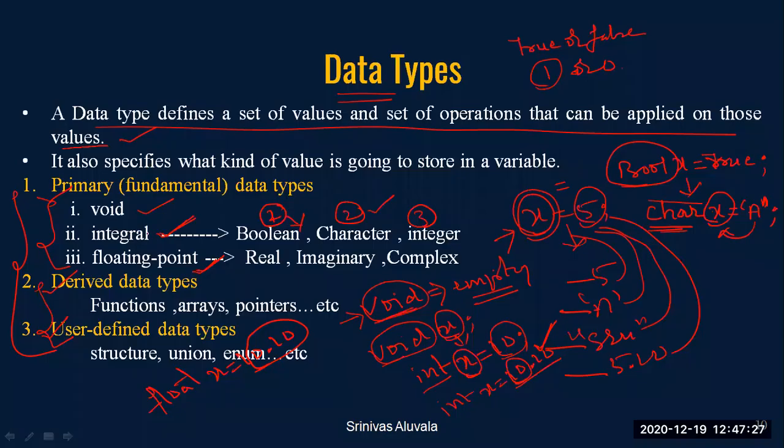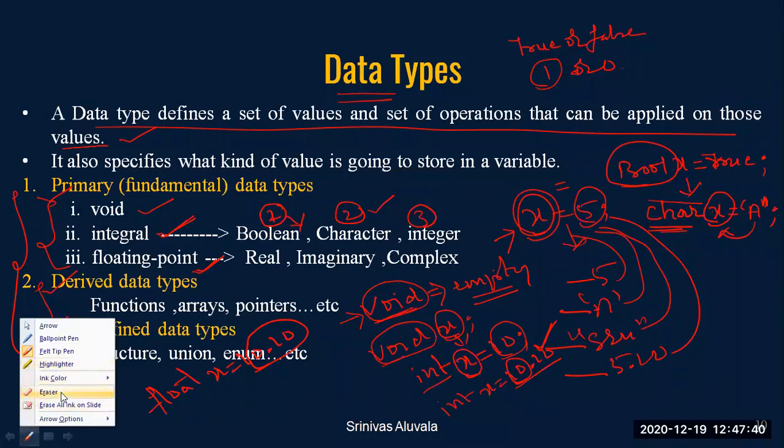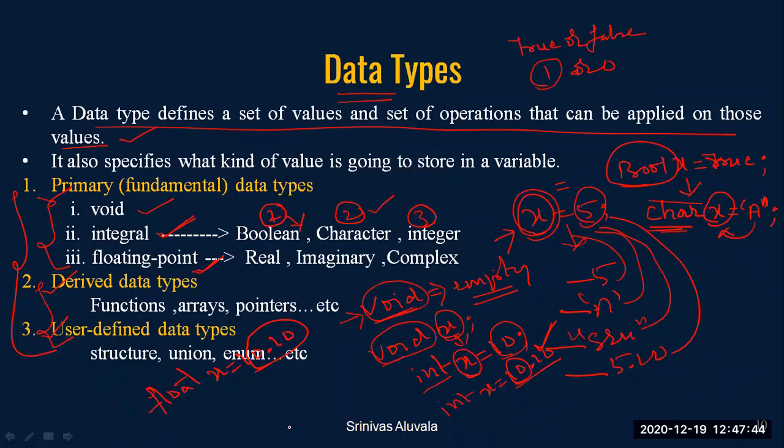Here, when I declare float x equal to 10.10, my x can now store a value with decimal points. Even when I give only an integer value, I write my data type as float: float x equal to 10.